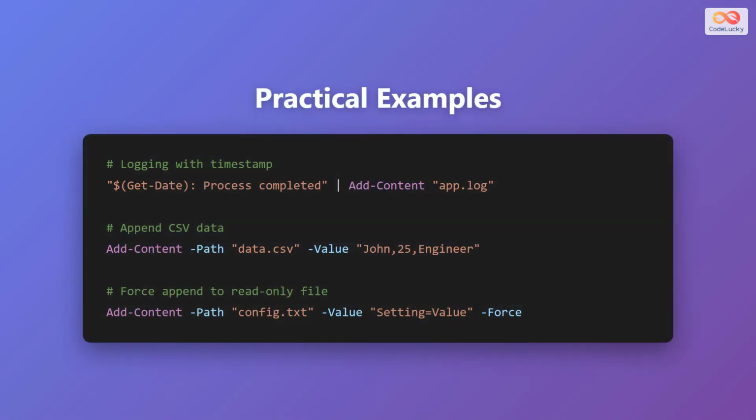Here are some practical examples you'll commonly use. For logging with timestamps, you can embed Get-Date in a string and pipe it to Add-Content targeting app.log. This creates timestamped log entries automatically. When appending CSV data, you simply provide a comma-separated string as the Value parameter to add a new row to your CSV file. If you need to append to a read-only file, use the Force parameter along with your Path and Value to override the file's read-only attribute. These patterns cover most real-world scenarios you'll encounter.